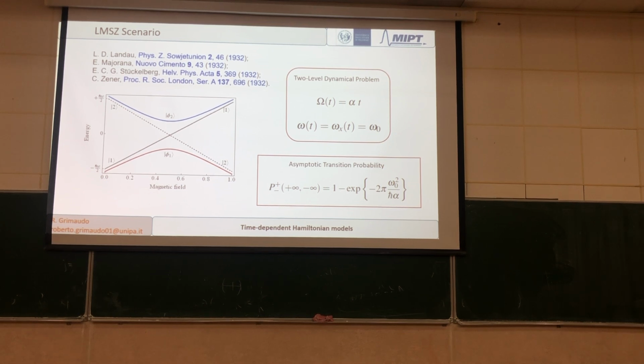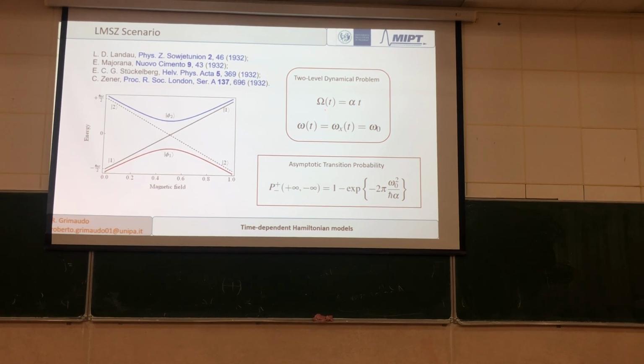So let me go now to the second very important model whose dynamical problem can be exactly solved, which is the Landau-Zener, well known as Landau-Zener, but actually it is the Landau-Majorana-Stückelberg-Zener, because these four very big scientists got the same solution in the same year, totally independently. But let us see, first of all, in what this model consists.